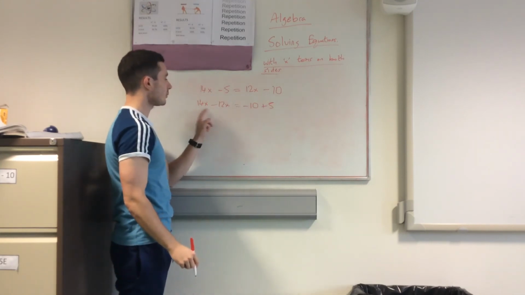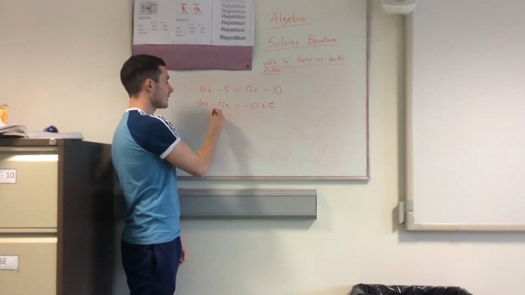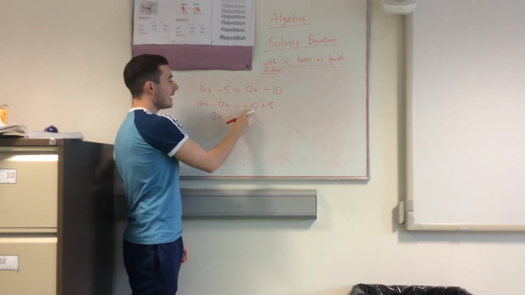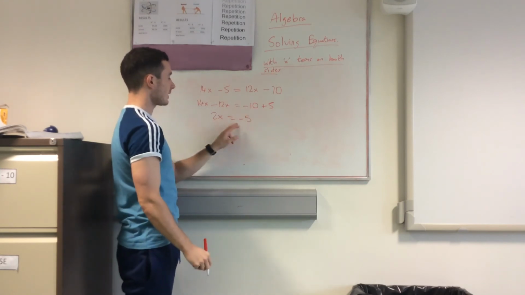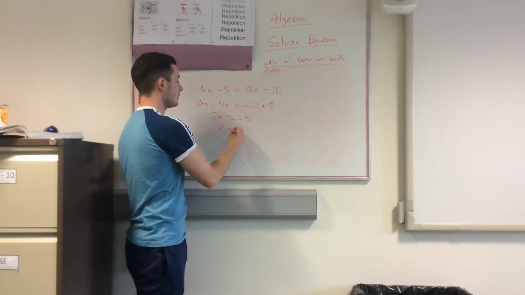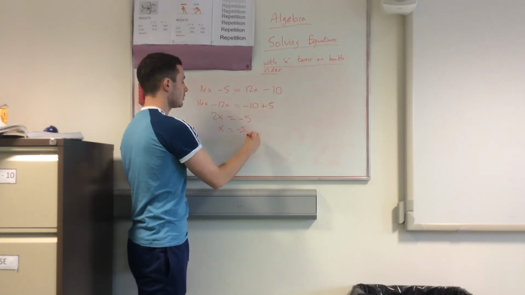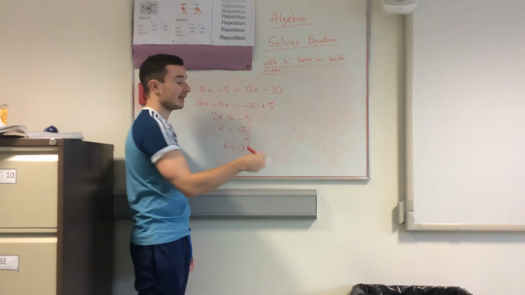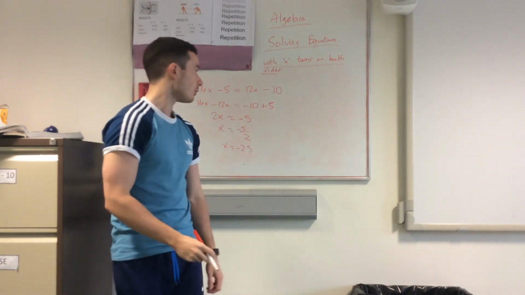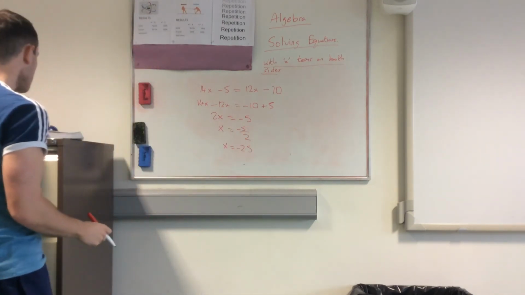So 14x take away 12x is 2x. Minus 10 plus 5 is minus 5. So if 2x equals minus 5, x equals minus 5 divided by 2, which is minus 2.5. Alright, hopefully you got that.